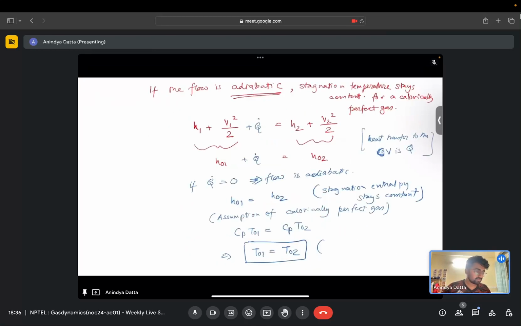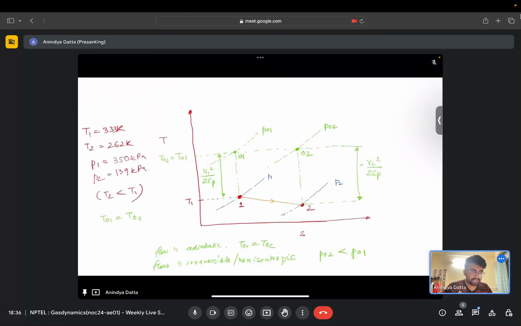In a subsequent problem we'll see that if we also impose that the flow is isentropic, then the stagnation pressure stays constant. We'll come to that. Having clarity about the concept of stagnation condition is important before we delve into the other concepts of compressible flow.